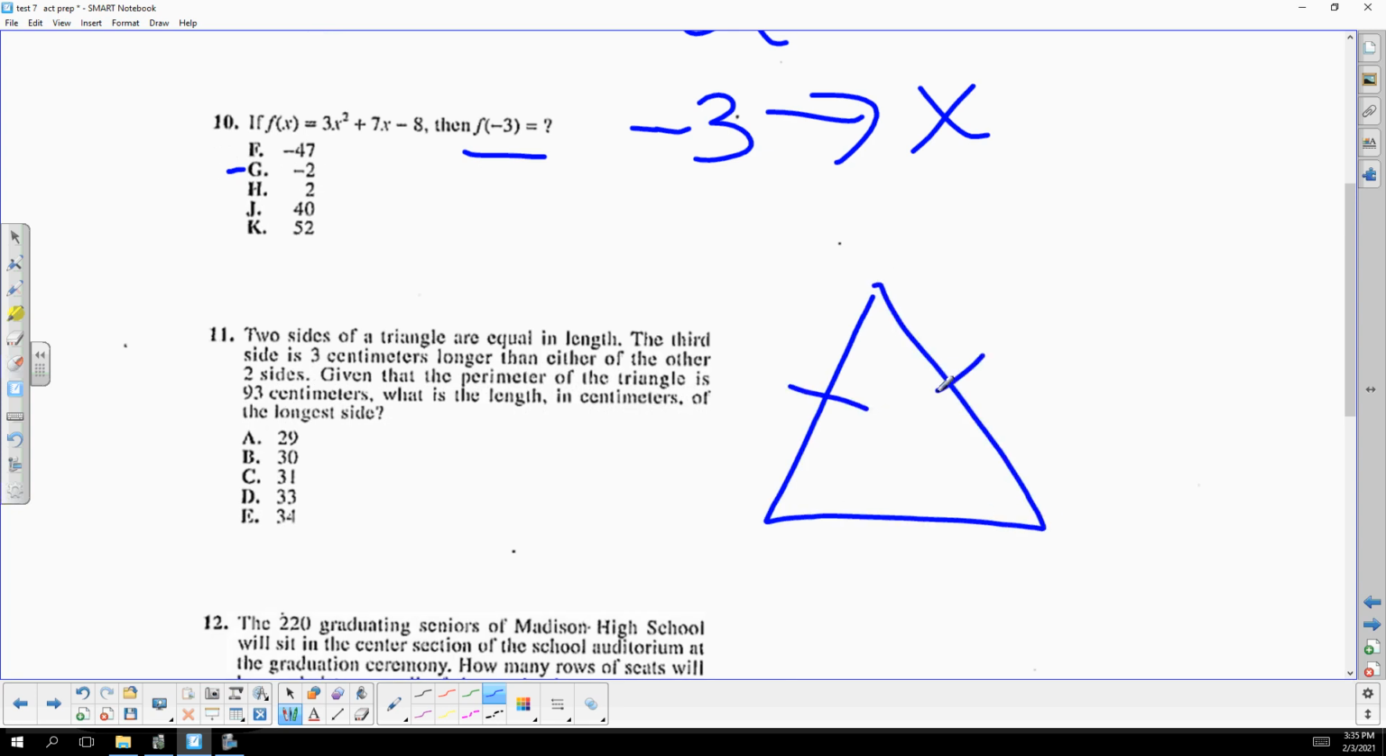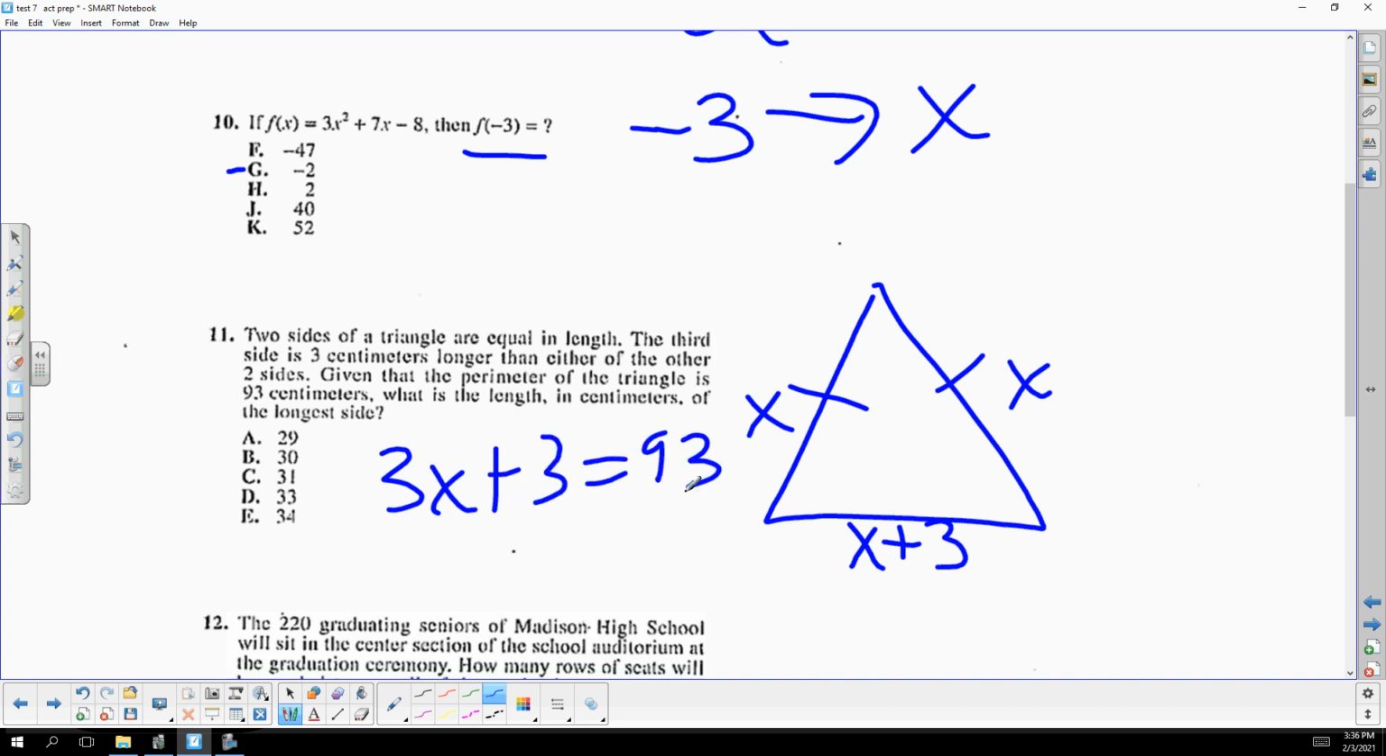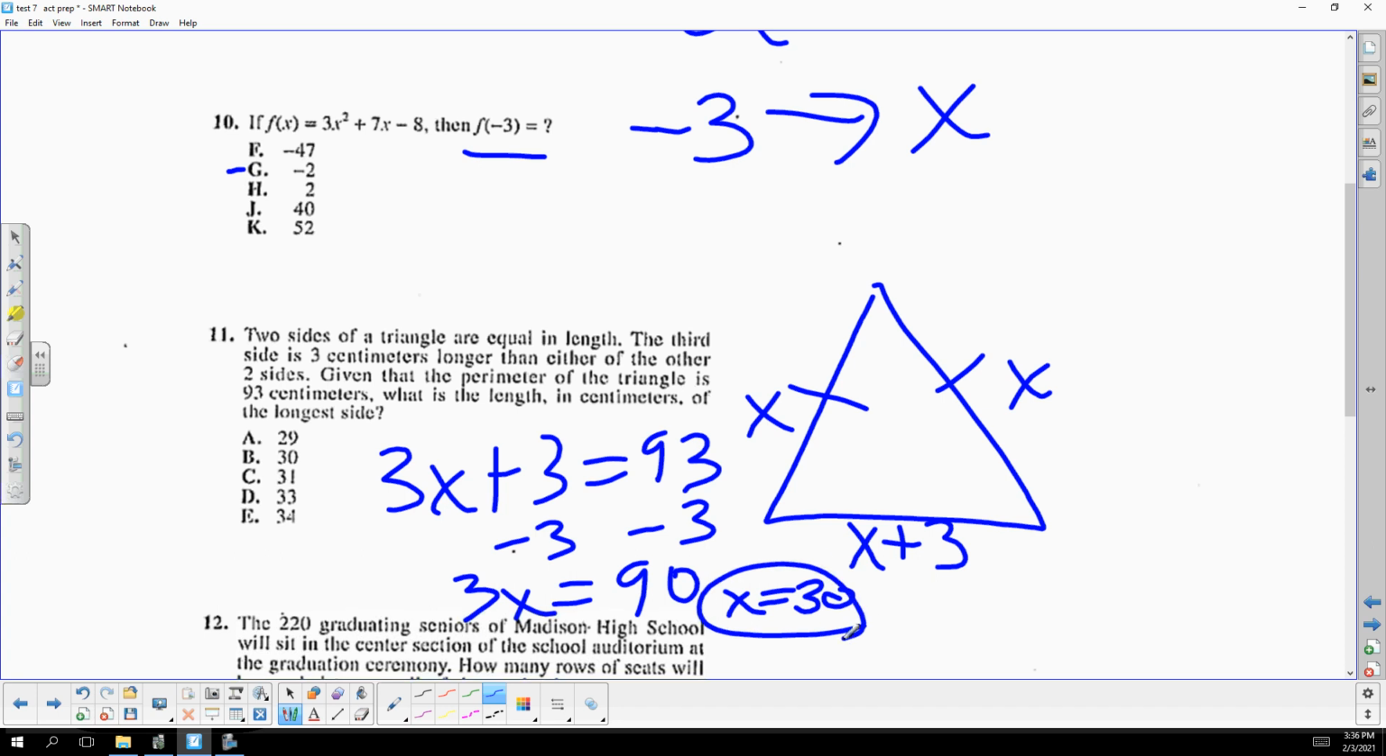All right, top of the next line, the sides, 2 sides are equal in length, so that means that, right? The third side is 3 longer than either of the 2. So just go x, x for the equal. And what does 3 longer mean? x plus 3. Perimeter, you add them up, so you get x plus x plus x plus 3 is 3x plus 3. Subtract 3, 3x is 90, x is now 30, and 30 is not the answer, 30 is the x. The longest side is 30 plus 3.